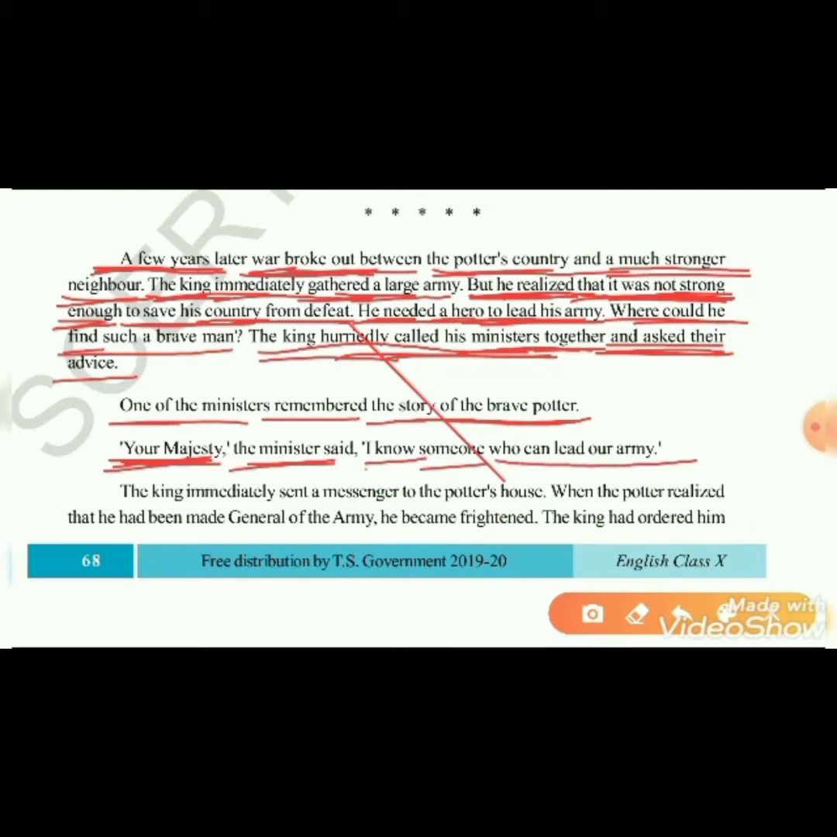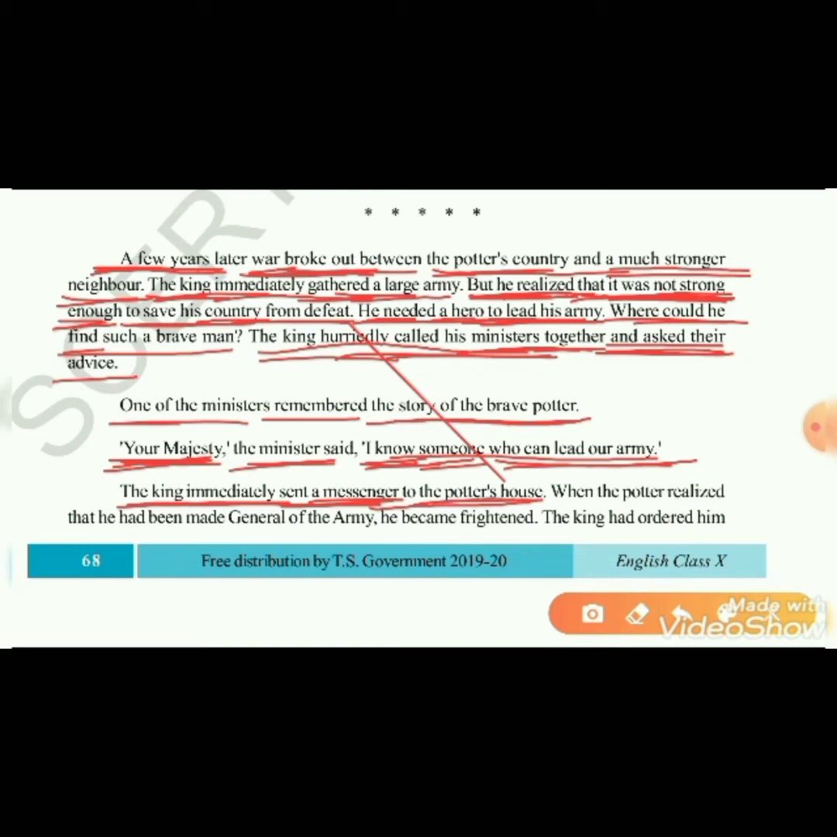Your Majesty, whom do you call with this kind of greeting? King, and even a judge also. Your Majesty, the minister said, I know someone who can lead our army. Who said these words? The minister. The minister said to the king, your Majesty, my lord, I know a person who can lead our army. Immediately the king sent a messenger to the potter's house.